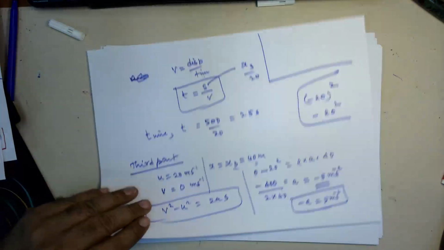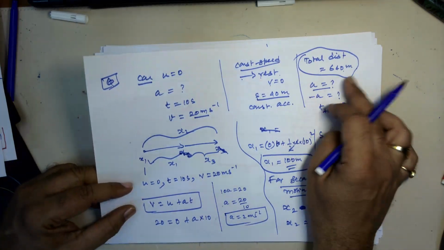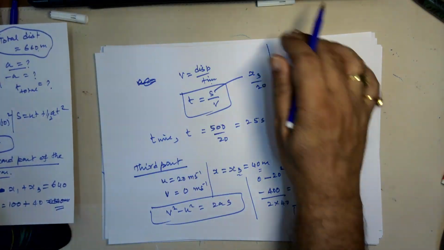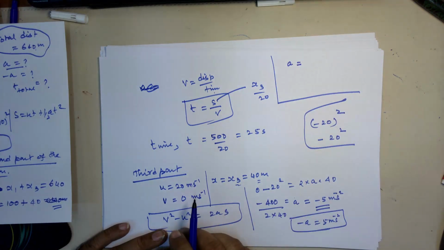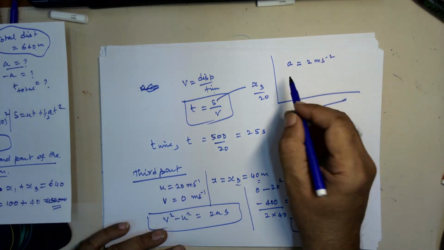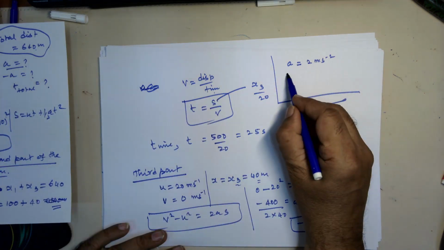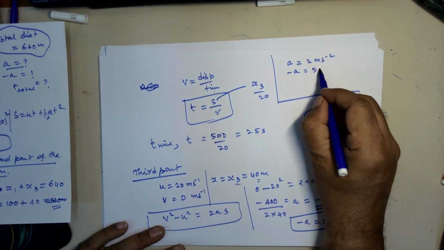What was the first question they are asked? Let me go back. What was the acceleration? A. So A is equal to what? How much? 2 meter per second squared. Very good. 2 meter per second squared. And what was the next one? Retardation, minus A, 5 meter per second squared.